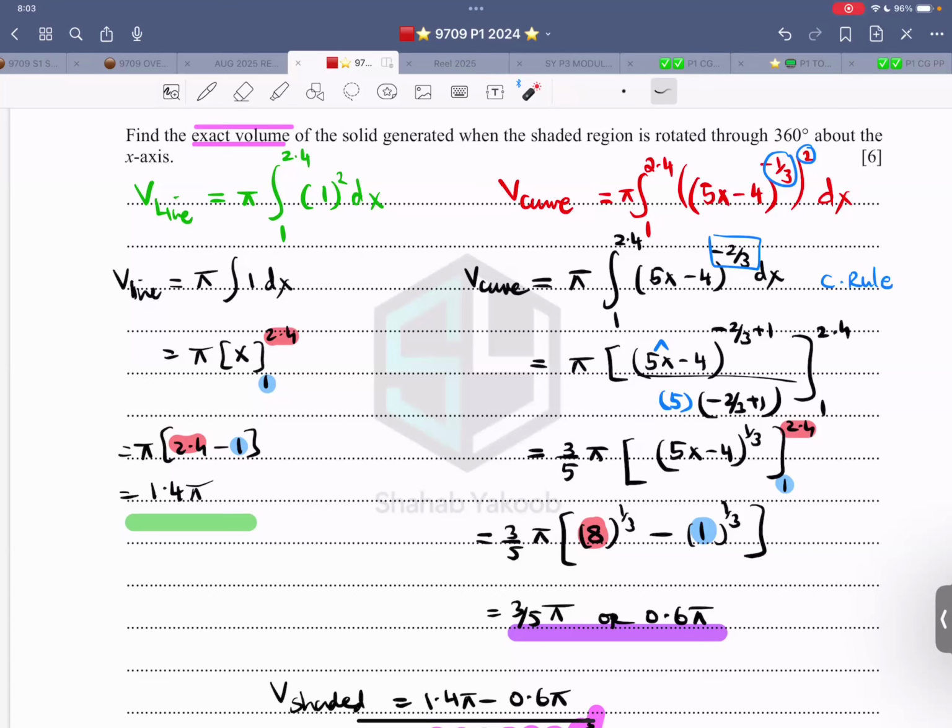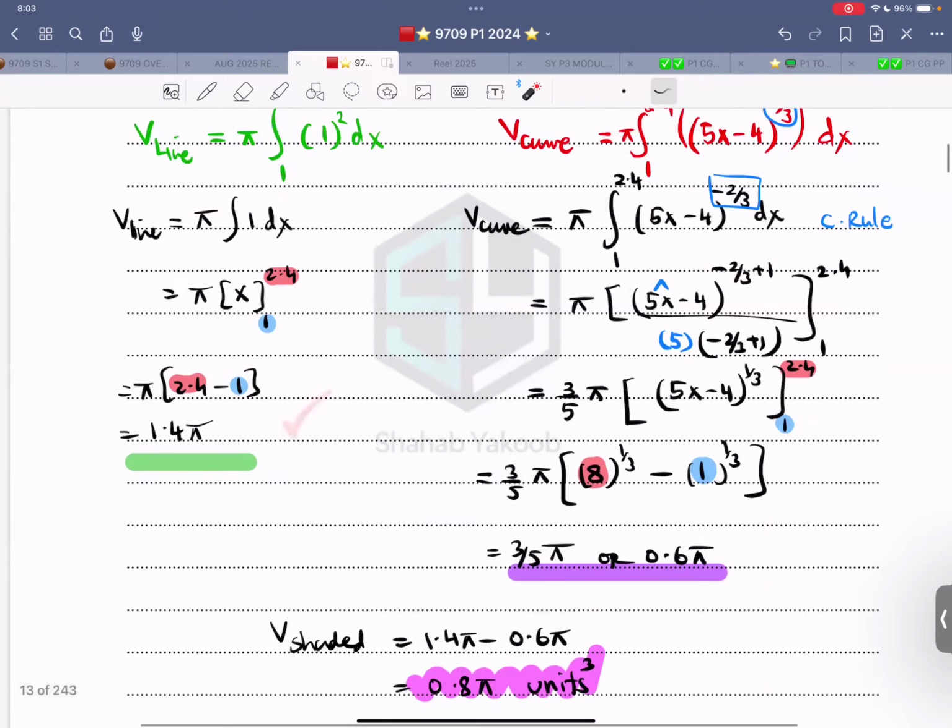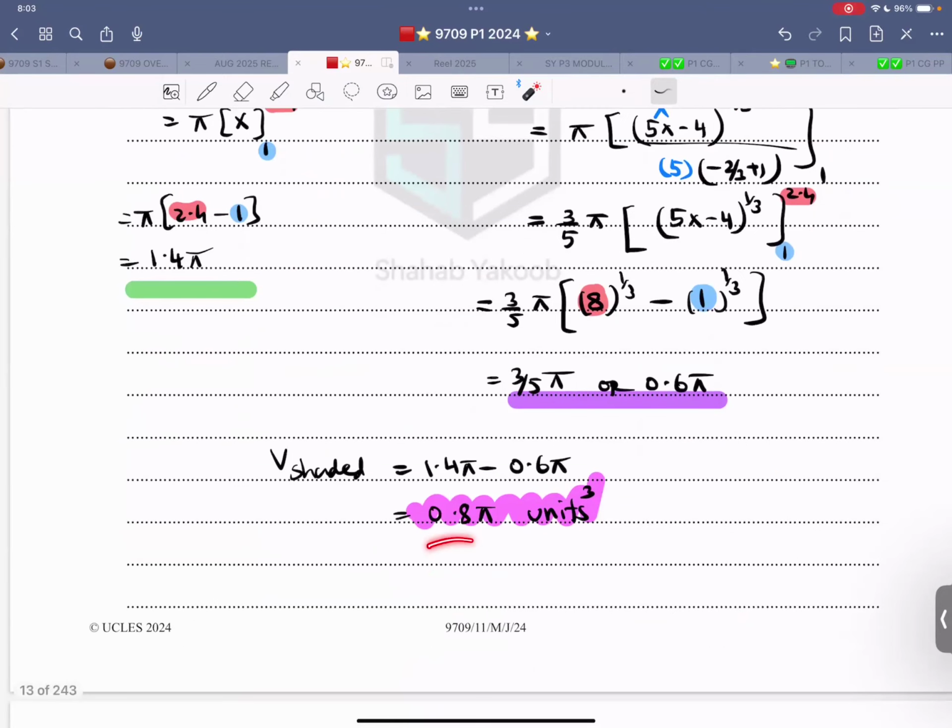Leave the answer in terms of pi, whether the examiner says it or not. First square, then integrate. And the chain rule of integration is applicable. Increase the power by 1. Divide by the new power. Divide by the coefficient of x, even if it's as minor as 1. And then simplify. Take these constants on the outside. And then this is 1 and 2.4. First plug in the upper limit, then plug in the lower limit. This is 0.6 pi. This is 1.4 pi. Beautiful answer by subtraction. That is 0.8 pi.